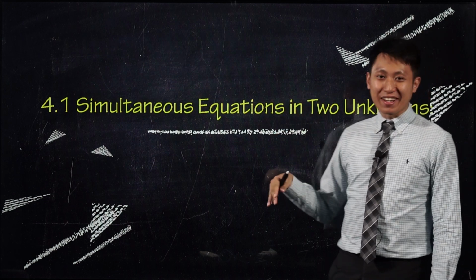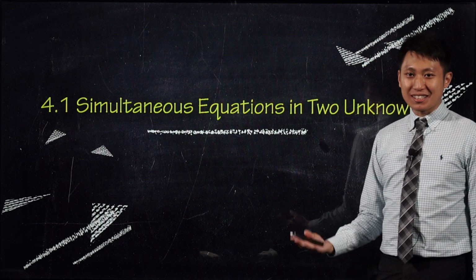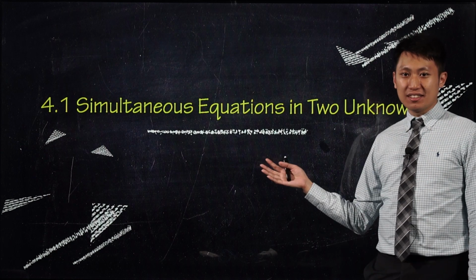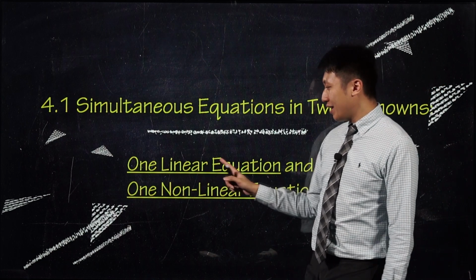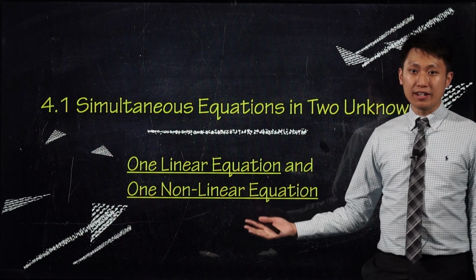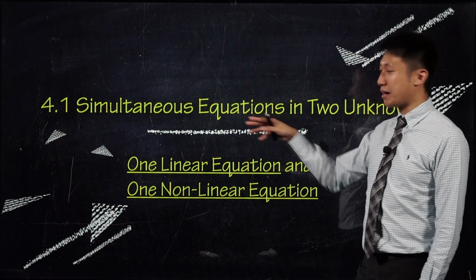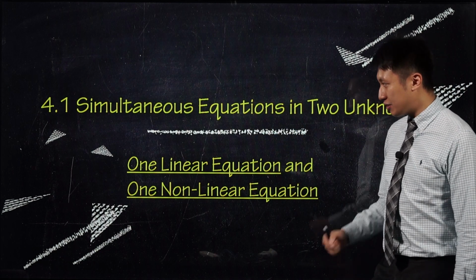Okay, so now let's continue on this. We have 4.1 here, and how many topics are there in chapter 4? How many sections? One, which is this one. Okay, yeah, one linear equation and also one non-linear equation: the simultaneous equation. Okay, so let's do it.